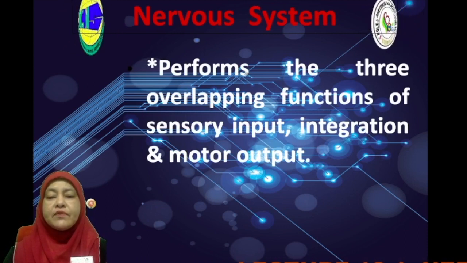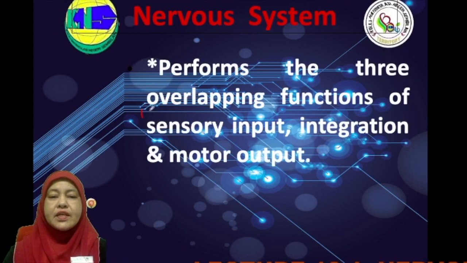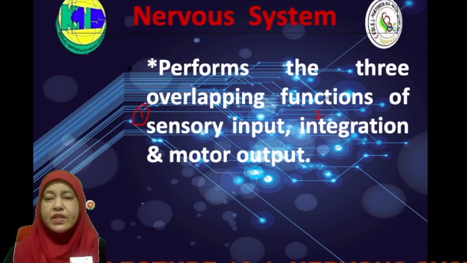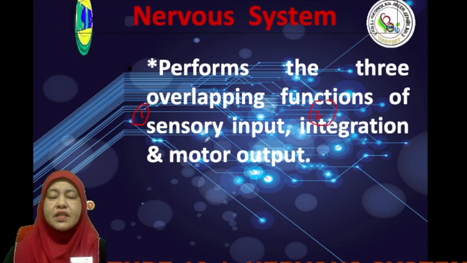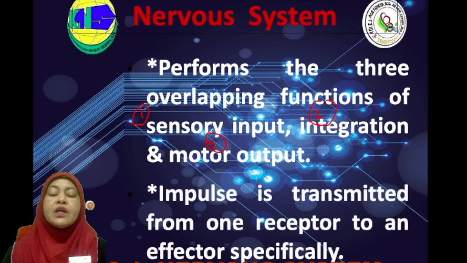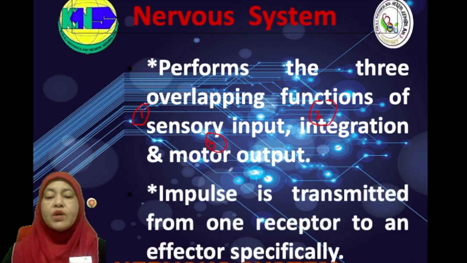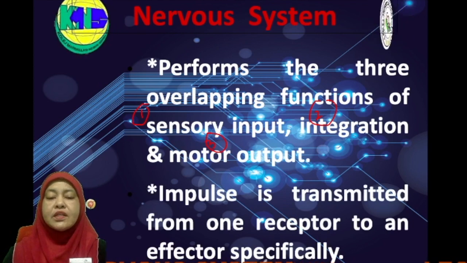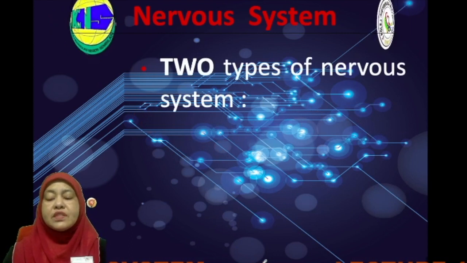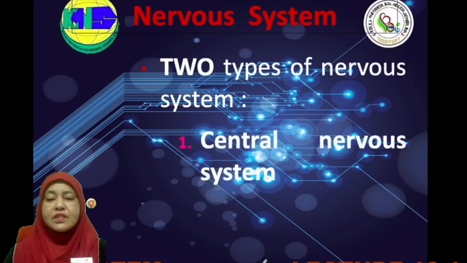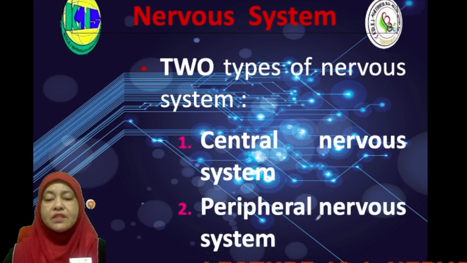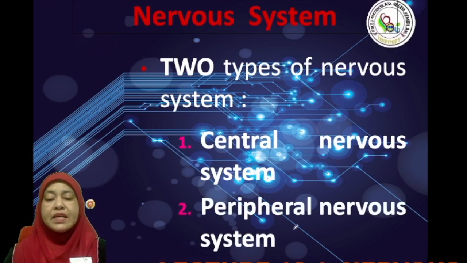three overlapping functions. Number one is sensory input, also integration, as well as motor output. The nervous system involves transmission of impulses from a receptor to an effector specifically. Next, there are two types of nervous system. Number one is the central nervous system, also known as CNS, and number two is the peripheral nervous system, which can also be known as PNS.